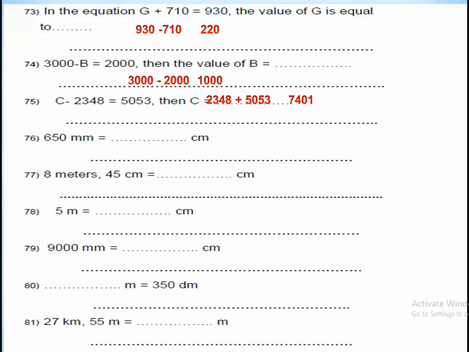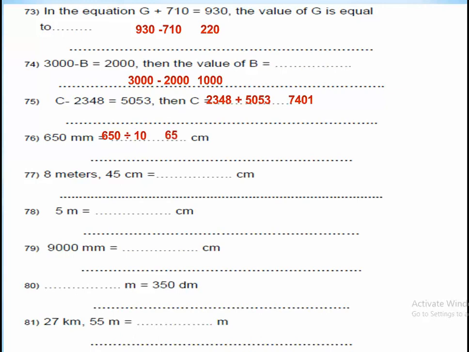Okay, to convert from biggest to smallest, multiply, but from smallest to biggest, divide. So to convert from millimeter to centimeter, divide by 10. 650 divided by 10, it means we will cross the zero. It will be 65 centimeter.